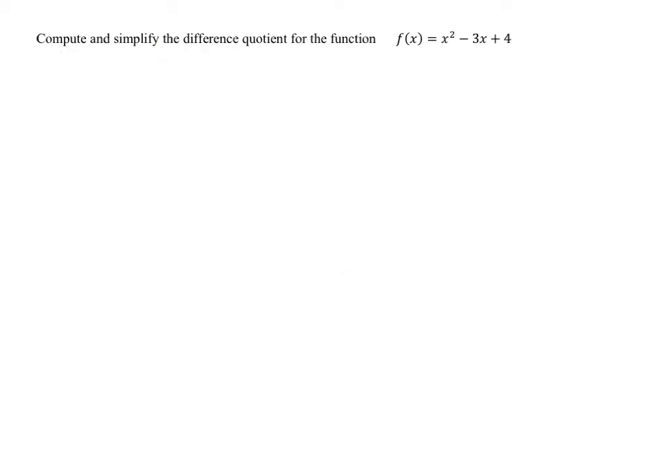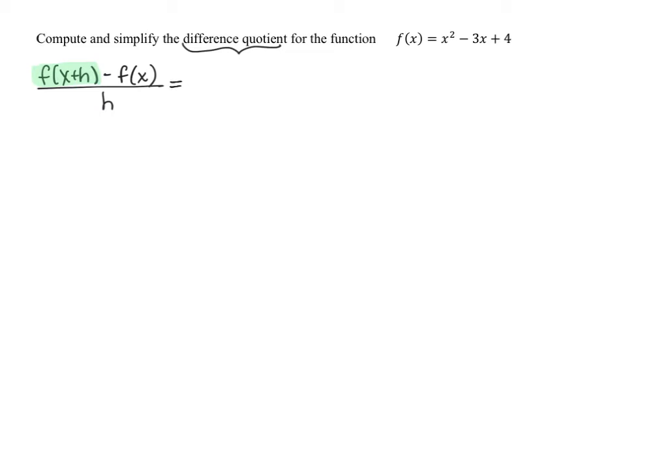Now let's compute and simplify the entire difference quotient for the function f of x is equal to x squared minus 3x plus 4. So the difference quotient is f of x plus h minus f of x, all divided by h. And the first portion of the difference quotient is the f of x plus h part. And that's what we did in our previous example. However, I'm going to go ahead and demonstrate how to find that again, just so that you can see everything put together in one problem.